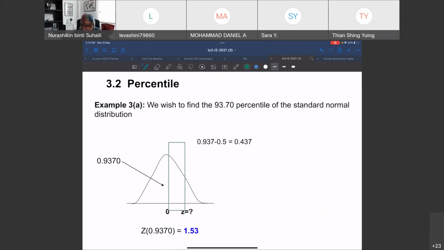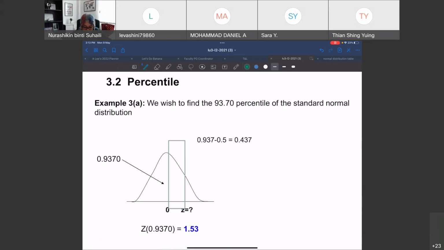Percentile. We wish to find the 93.7 percentile of the standard normal distribution. So what is meant by that? This kind of question asks you what the Z value is. You know that percentile is related to percentage, isn't it? 93.7%, if you convert it into decimal points, is 0.937. So how do we solve this kind of problem? First, you have to convert to decimal points, and then sketch the graph of the distribution.